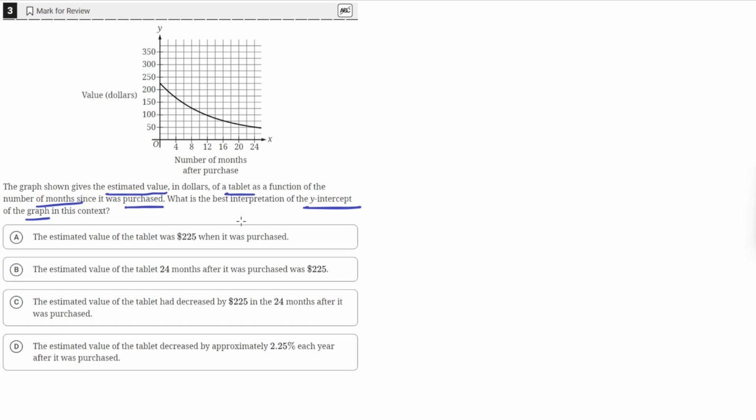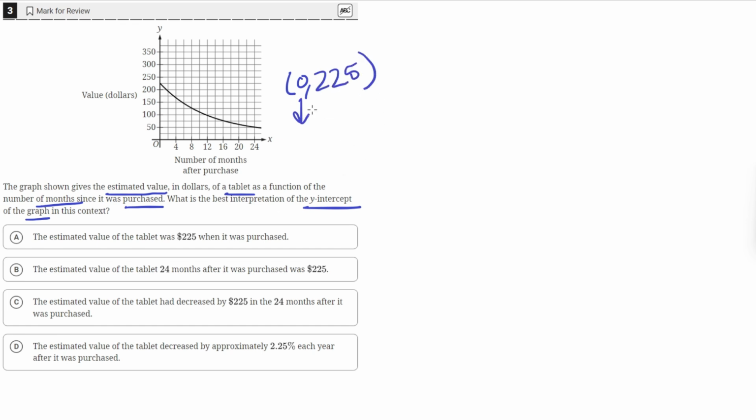So we need to interpret the y-intercept of this function here. So the y-intercept here is at an x value of 0 and a y value of what seems to be 225, where the curve touches the y-axis. So at this point, we see that the coordinates seem to be 0 for a value of x and 225 for a value of y.